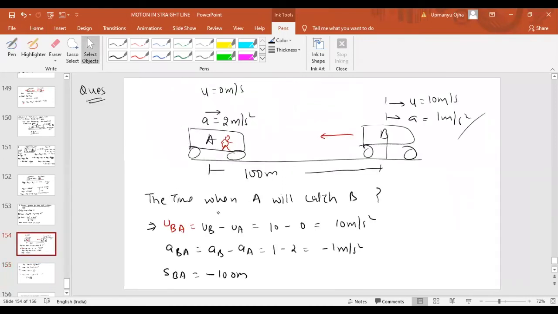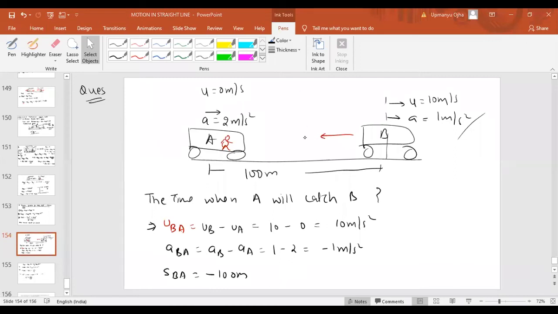Yes or no? Can we do it by the conventional method? Can we do it by the conventional method? My screen is sharing or not? Is my screen visible to you? Okay, it is visible.